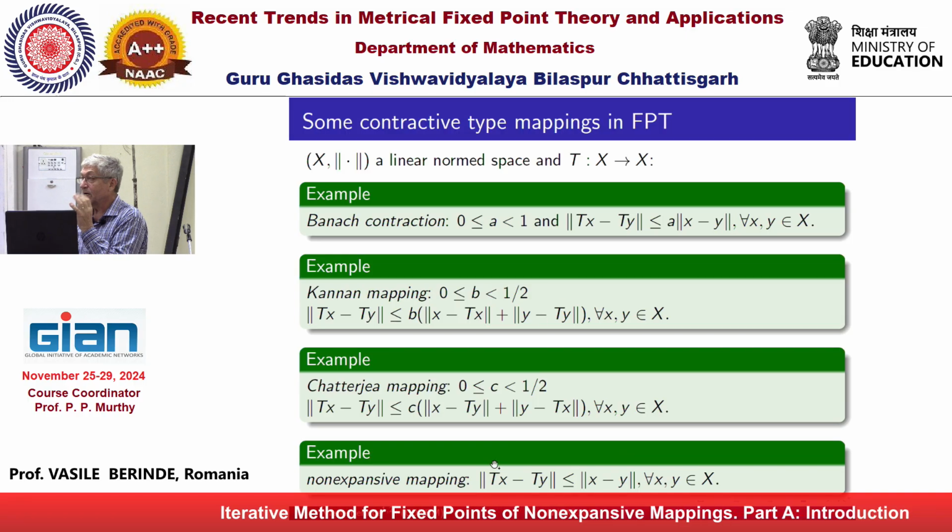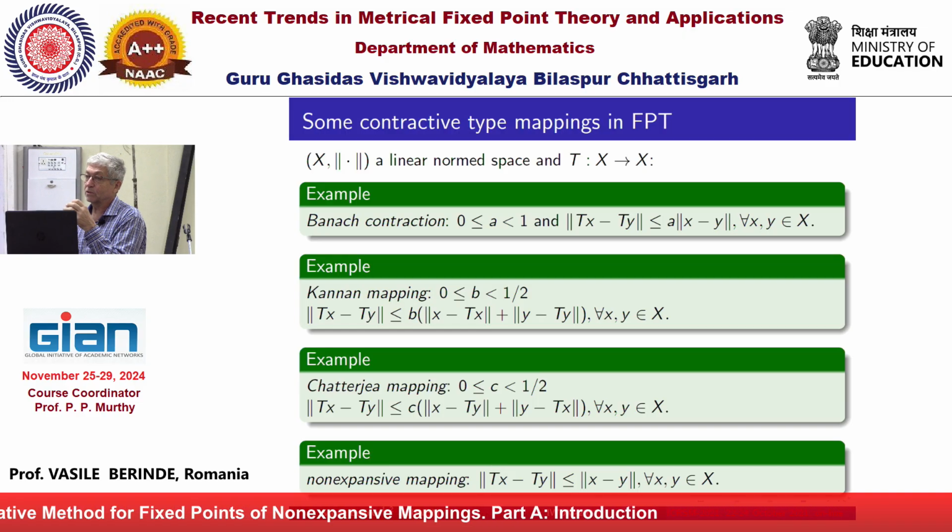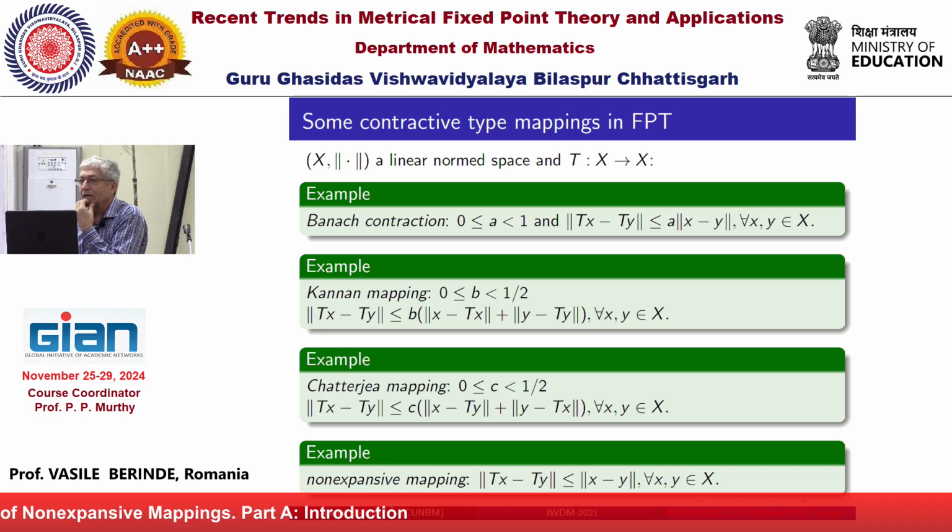So at the beginning, Kirk called this type of mappings those which do not increase, which diminish.